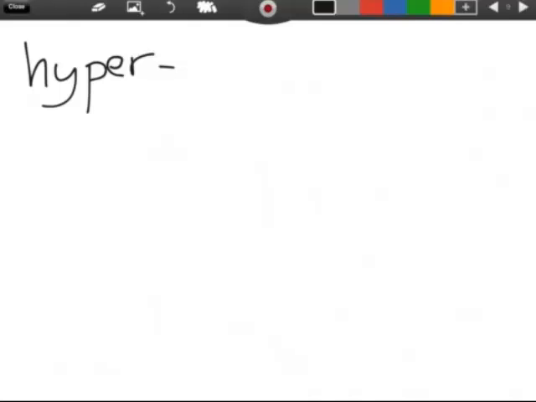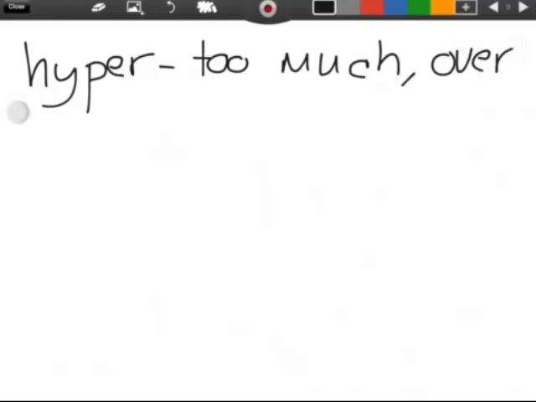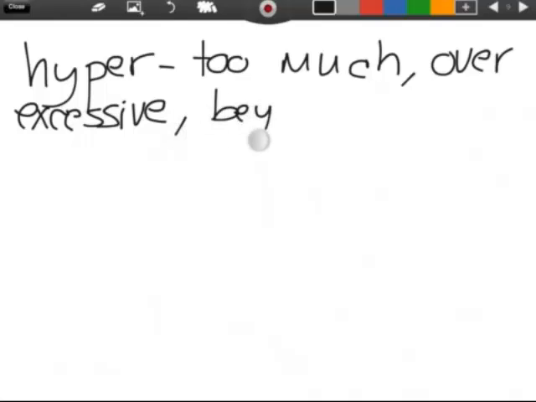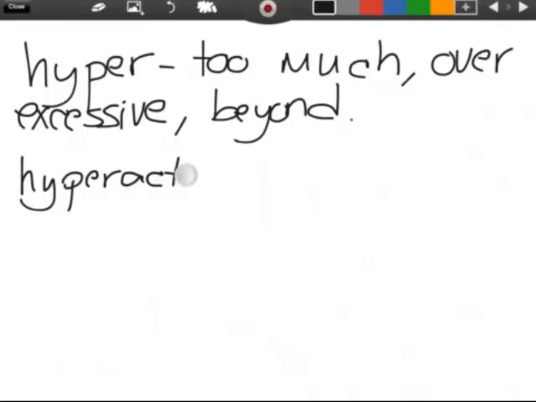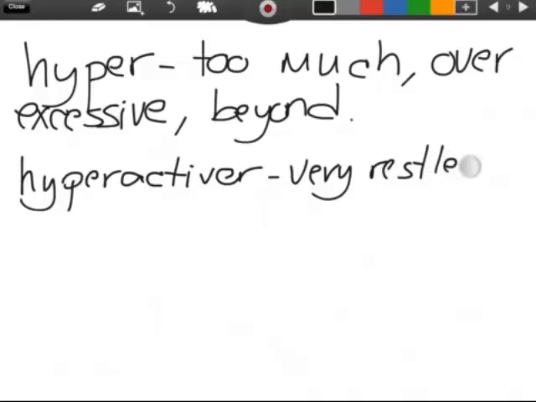Hyper means too much, over, excessive, and beyond. Let's look at some example words. Hyperactive. Active, meaning very restless and very active.